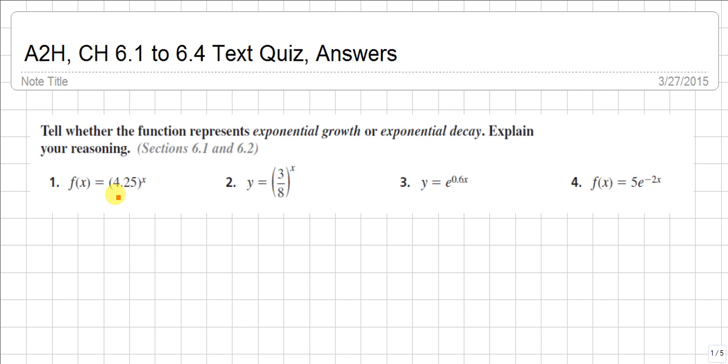We have 4.25. So 1 will be growth. That's definitely greater than 1. For number 2, I have a base of 3/8. Well, 3/8 is less than 1. I mean, it's between 0 and 1. So that's going to be decay.